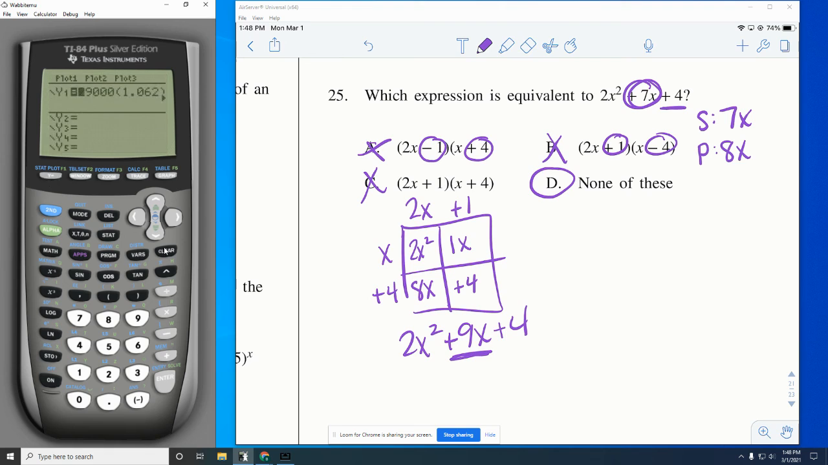If you wanted to factor, you could put your product divided by x in the table, and you're looking for two numbers that add to 7. The problem is I can't get to 7. 1 plus 8 is 9, 2 plus 4 is 6, and now I'm back at 4 and 2. If I go to the negatives, 1 and negative 8 is negative 9, 2 and negative 4 is negative 6. So there's not a way for me to get to 7, which is why it's none of these.